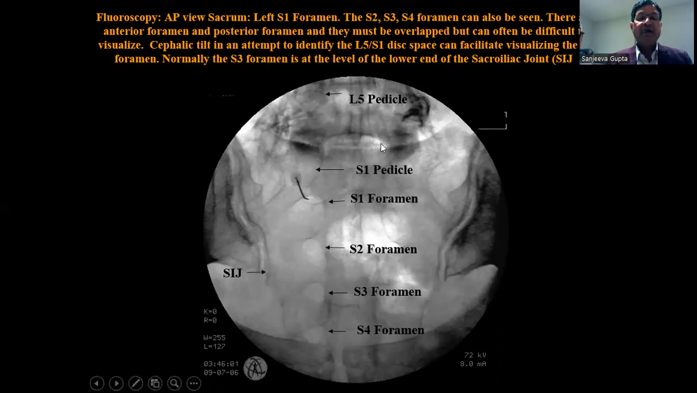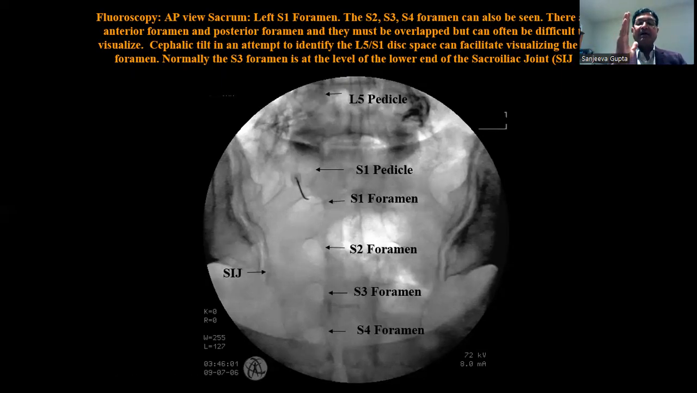Initially, when I started, I didn't do a cephalic tilt to square the vertebral end plate as much as I can. And it was quite difficult to see the S1 foramina. But once I started giving a bit of a cephalic tilt to square the vertebral end plate, the S1 foramina becomes much easier. And if you're still having difficulty, look at the L5 pedicle, identify the S1 pedicle, and look just below that, you'll start seeing the foramina.